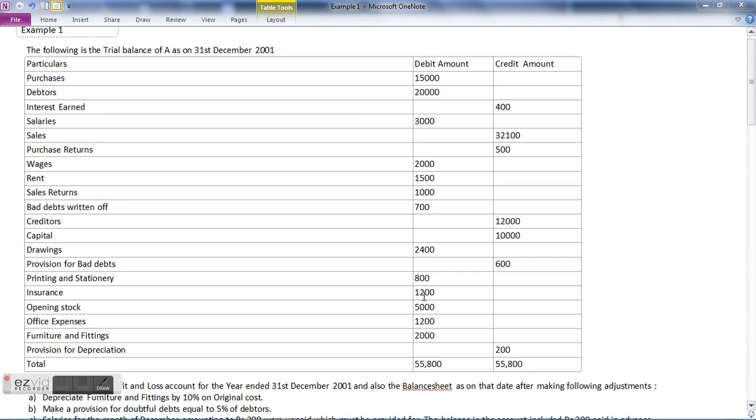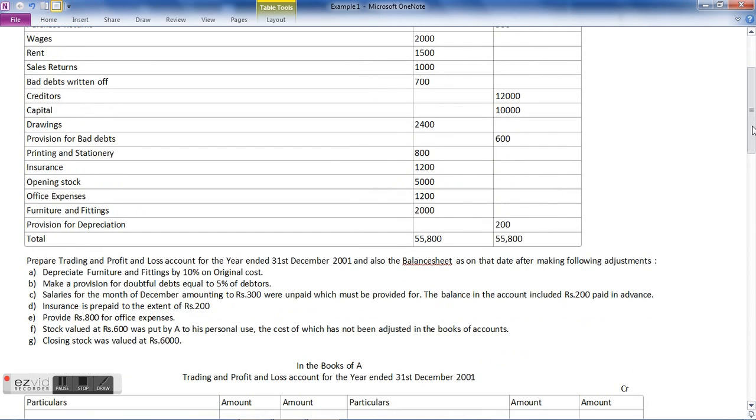We are seeing one example on final accounts. The following is a trial balance of A as on 31st December 2001. Particulars are given and then debit amount and credit amount is given. Below that there are some adjustments, which will include all the entries that are pending. Then there may be some entries that may have some errors. So we'll see it one by one.